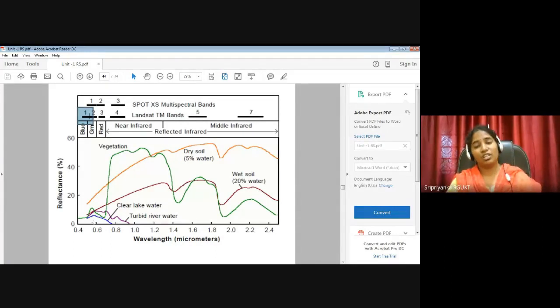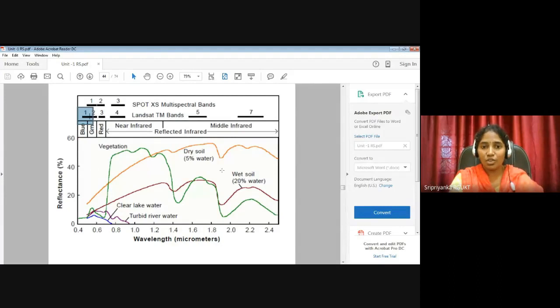So I should first know the spectral response of each body. Only then will I be able to choose which band to use for interpretation, right? If I don't know which wavelength responds to which body, then I cannot choose it, or rather I cannot interpret what the image is showing me. So that's the reason spectral response is very, very important to us.